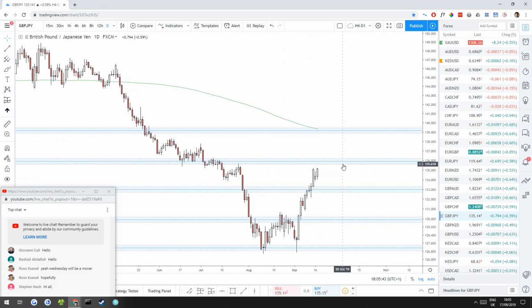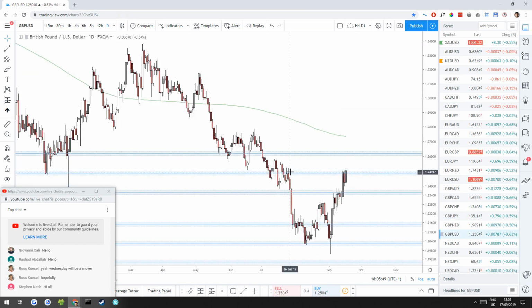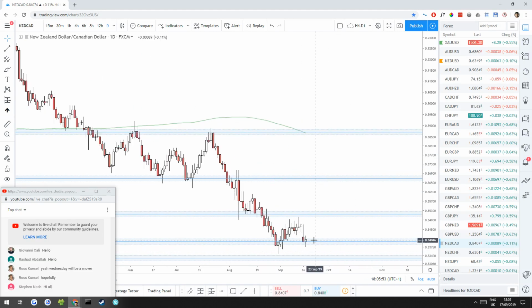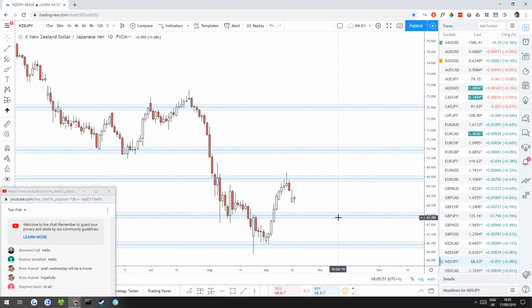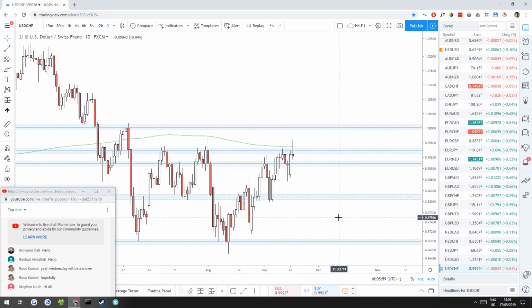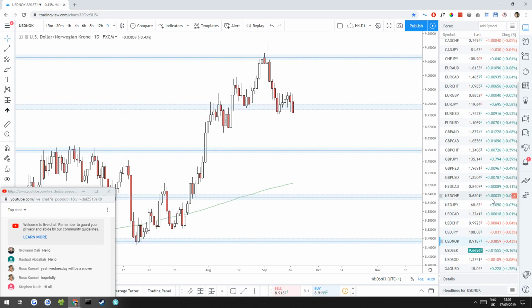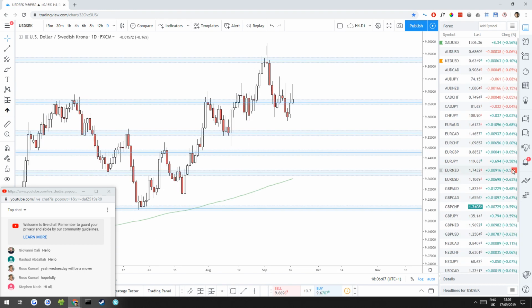No, nothing there either. New Zealand CAD is stalling on support, but I don't really like this setup, to be honest. And there isn't that much on the larger time frames to kick off the week. It's a bit of a slow start, really.